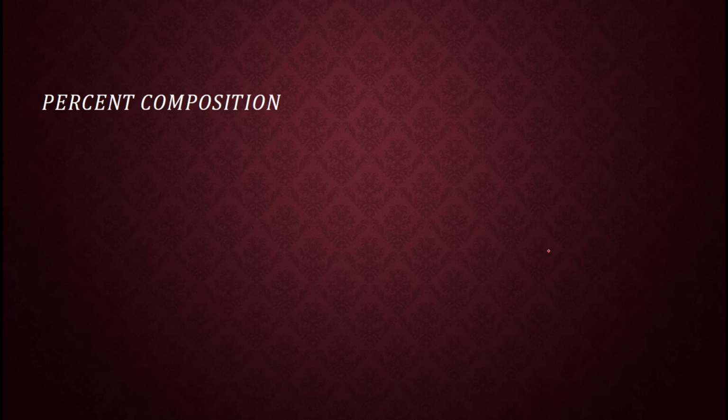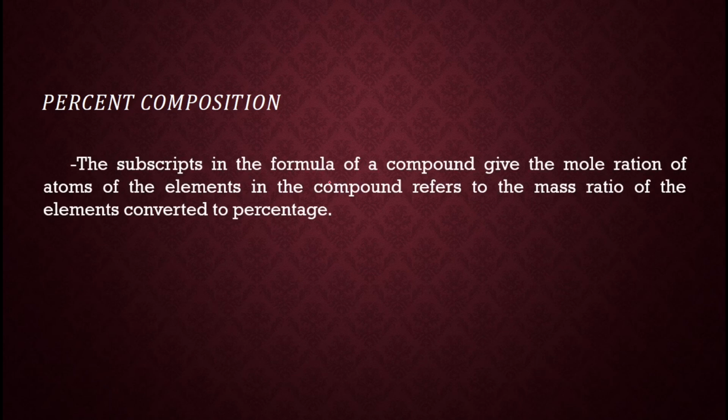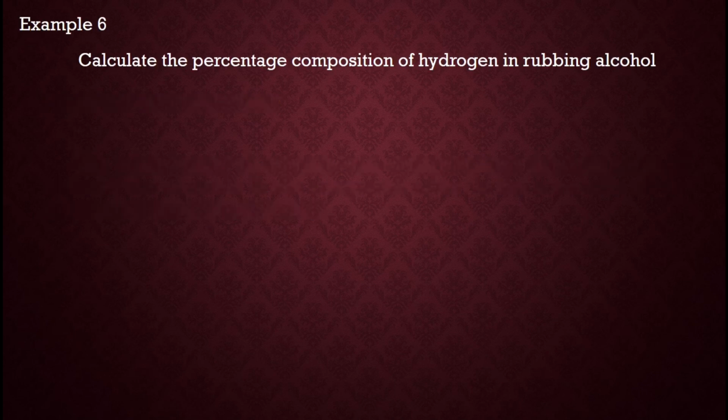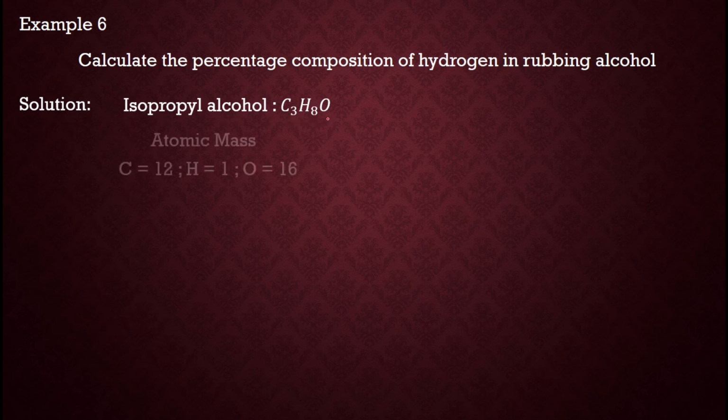Then in percent composition, the subscripts in the formula of a compound give the mole ratio of atoms of the elements in the compound, which refers to the mass ratio of the elements converted to percentage. For example, calculate the percentage composition of hydrogen in rubbing alcohol. Solution: isopropyl alcohol is C3H8O.